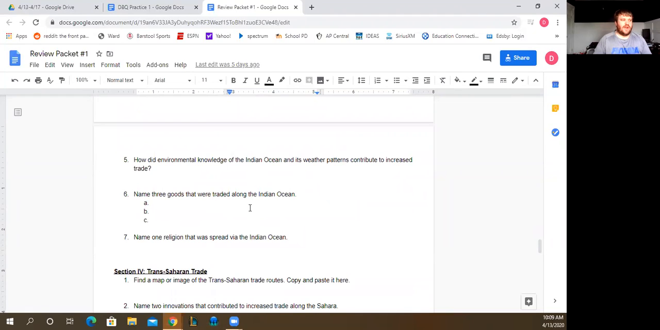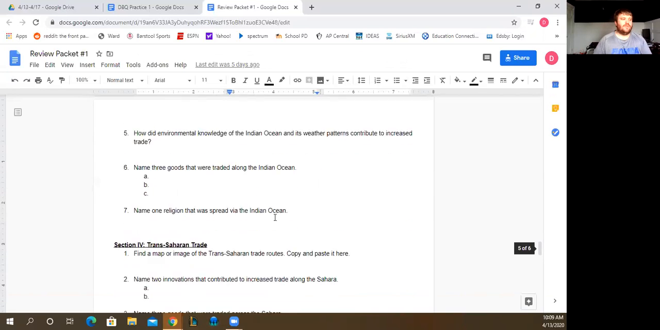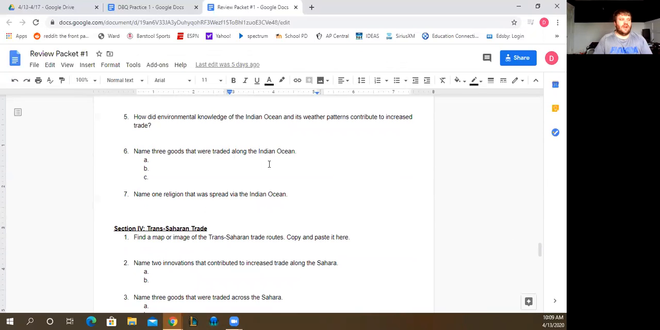When we talk about trade that exists during this time period, it's also important to acknowledge that this is going to be the main way in which Africa engages in trade with Asia, right? They don't actually do very much land-based trade, but they do a lot of ocean-based, right? In here, you're going to have to list some goods and services and things that spread this way, and also one religion that was spread via the Indian Ocean. There's two that could possibly be the answer there. There's only one that is the right answer, right?